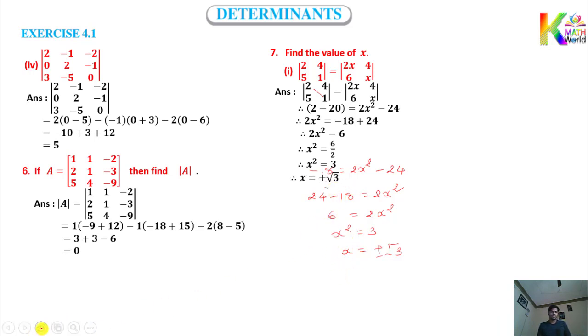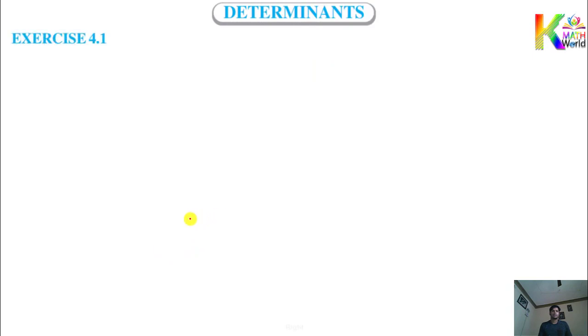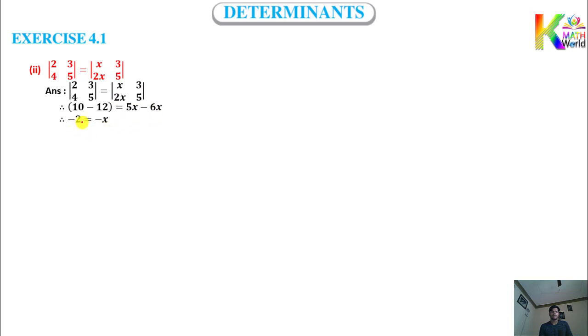See the next question. 2, 3, 4, 5 equal to this one. Then by the same way, 2 5s are 10, minus 4 3s are 12. Same way 5 into x, minus 5, 6 into 3, that will become 6x. So 10 minus 12 equals 5x minus 6x. So minus 2 equals minus x. So from both sides minus cancels, you get x equals 2.